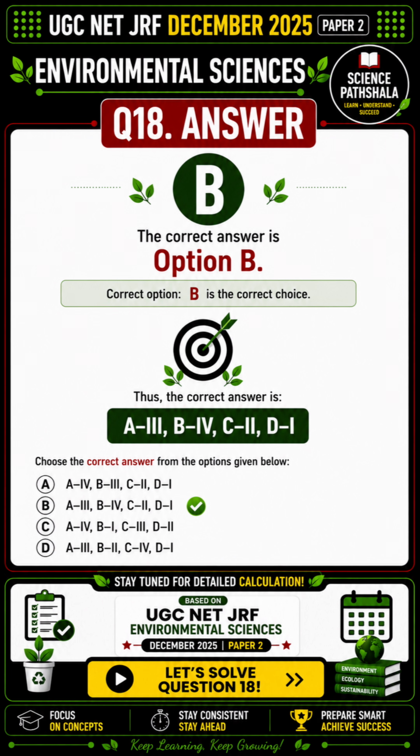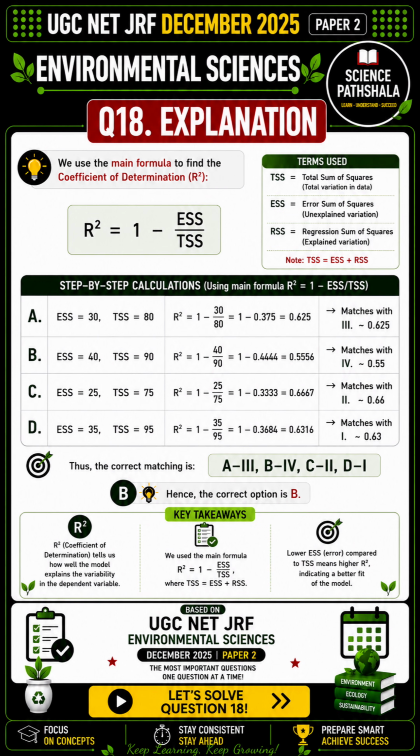But how did we get this answer? Let us understand the calculation step by step. To solve this question, we use the formula r square equals to 1 minus ESS upon TSS. Now let us calculate one by one. For A, ESS is 30 and TSS is 80. So r square equals 1 minus 30 divided by 80, that is 0.625.